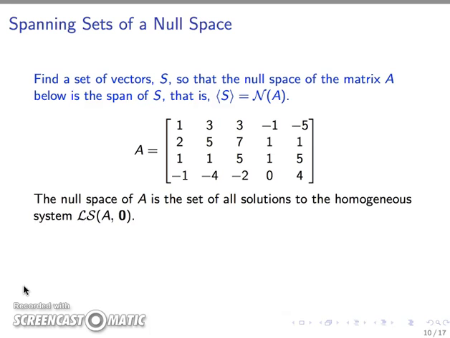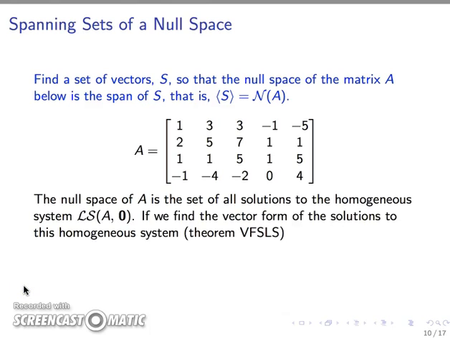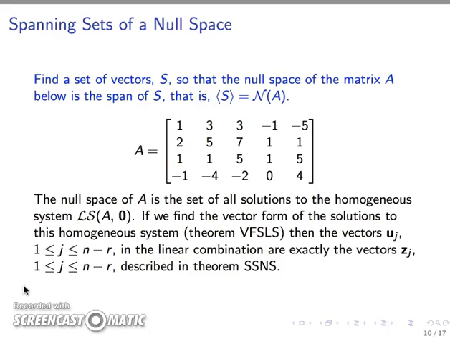So if we find the vector form of the solution set of this homogeneous system, then that means that we're going to have to split that solution set in terms of some vectors, the vectors that are used in the linear combination, which is in the expression for the solution set. And so how many of such vectors will there be?